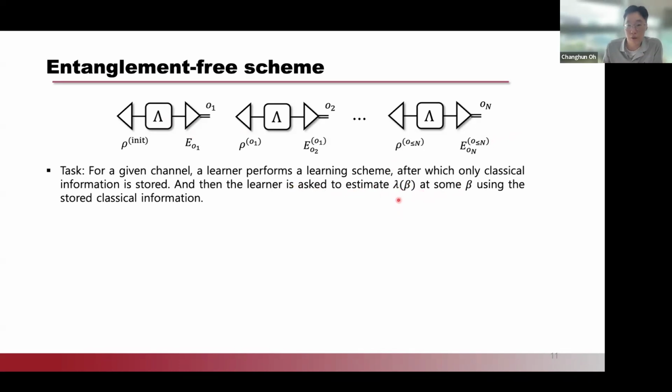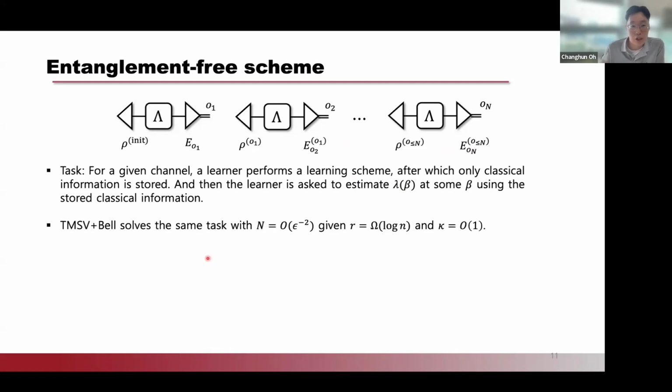The reason I emphasize that Bob is asked to estimate lambda beta at beta later is that if Bob already knows which lambda beta he's interested in, then Bob might construct a very specific scheme to learn lambda beta at that point. But because we hope that Bob learns this characteristic function for arbitrary beta, the point beta will be revealed later, after he finishes this learning phase.